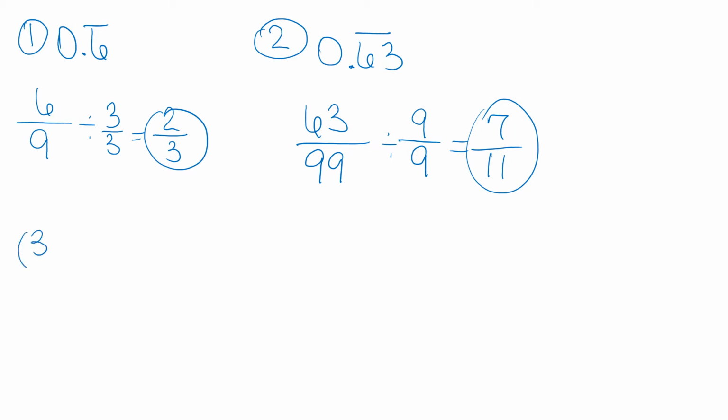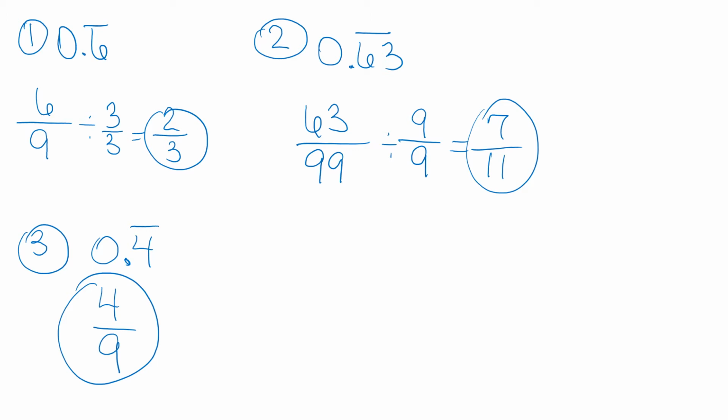Number 3, 0.4 with a line over the 4. The 4 is in the tenths place, but since it is a repeating decimal, we're going to put 4 over 9, and that is in lowest terms, so you do not have to reduce any further.